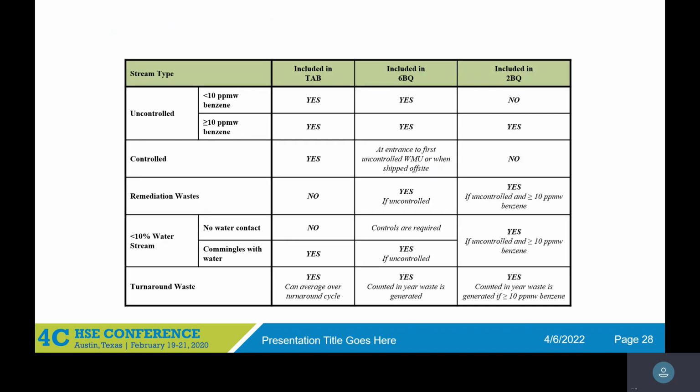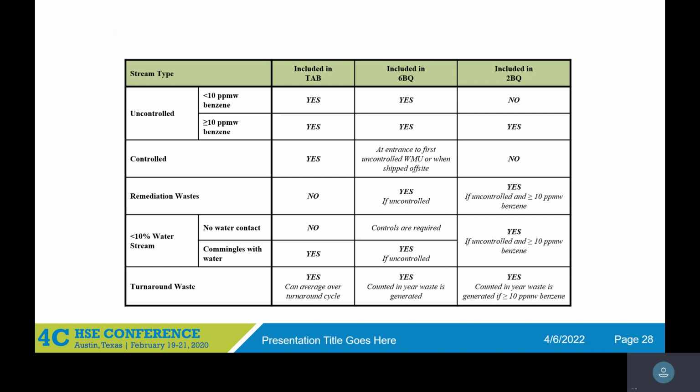All right. So there's this little table that I put together. If it's uncontrolled waste, if it's less than 10 ppm, it goes in the tab and it goes in the 6BQ, but it doesn't go under the 2BQ, just like we talked about. If it's greater than 10 ppm, it goes in all of them. If it's uncontrolled, it goes in all of them, right? Then if your control is not included in the 2BQ, it is included in the tab. At the 6BQ, you would just count that stream when it became uncontrolled, right?